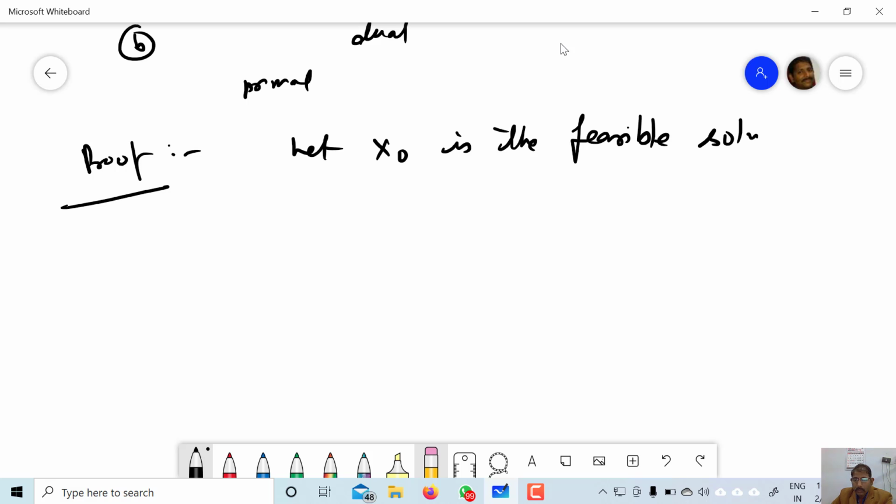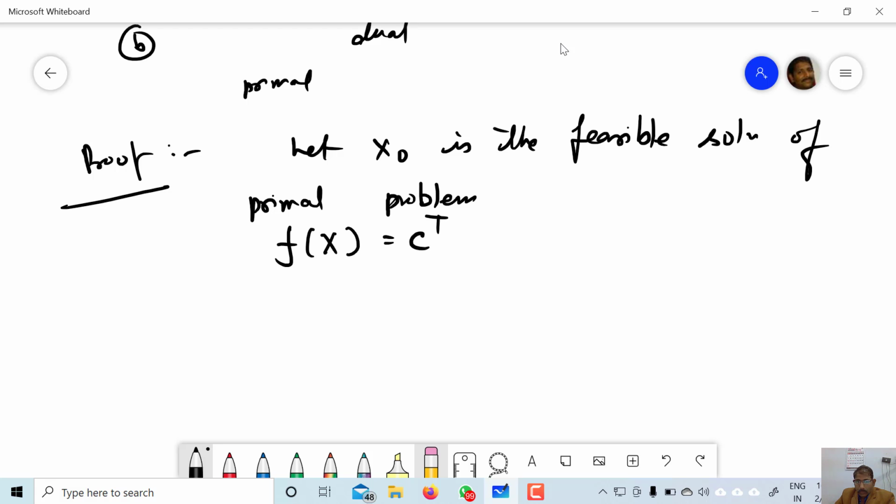x0 is the feasible solution. ठीक है, feasible solution किसका? Of the primal problem, of the primal problem. ठीक है, तो प्राइमल का सोल्यूशन है, तो we can write the equation as f(x) equal to c transpose x.